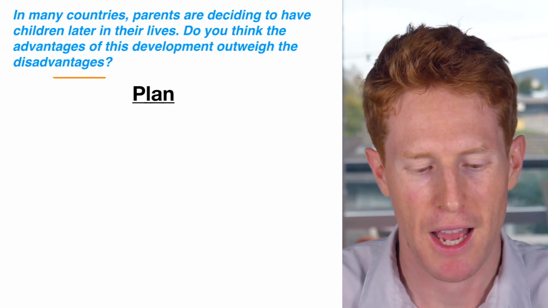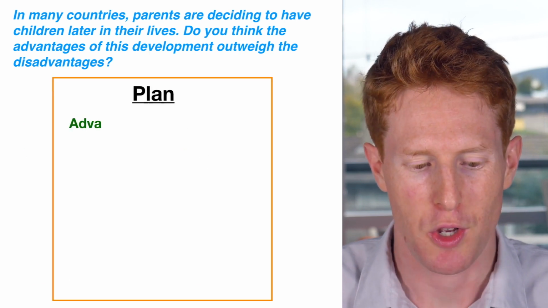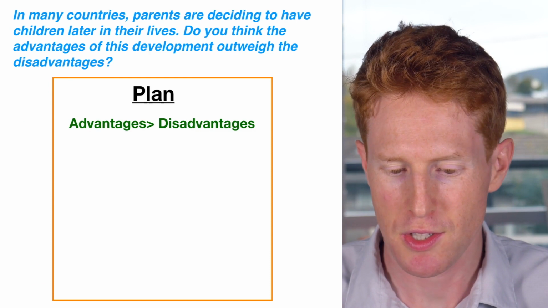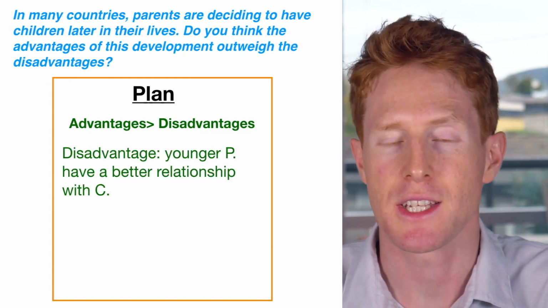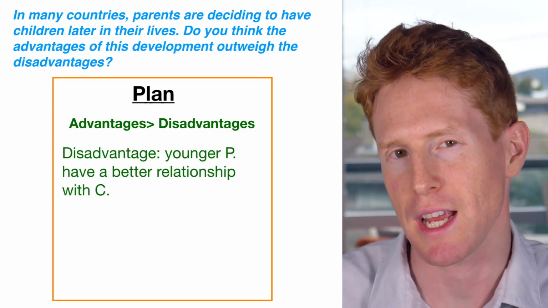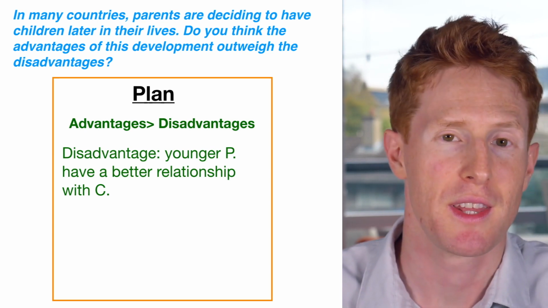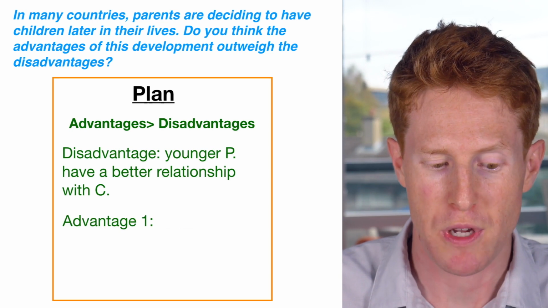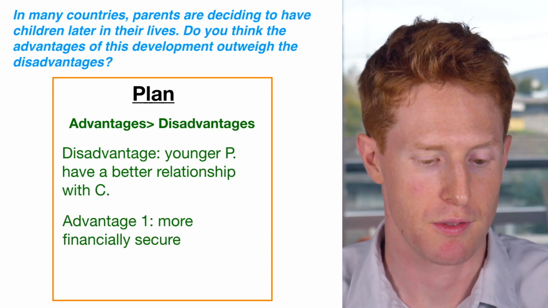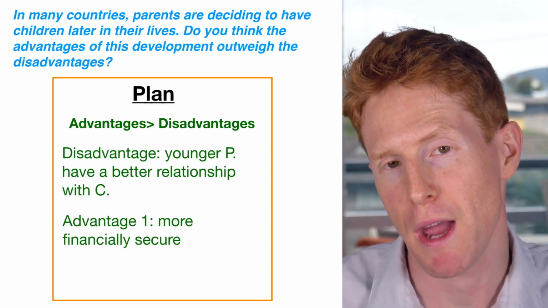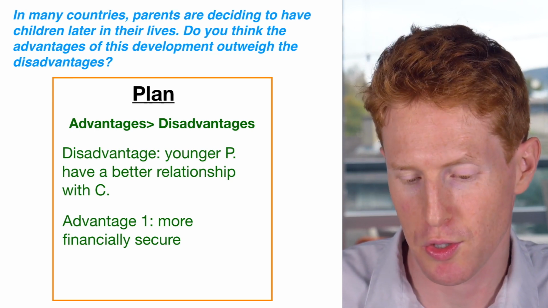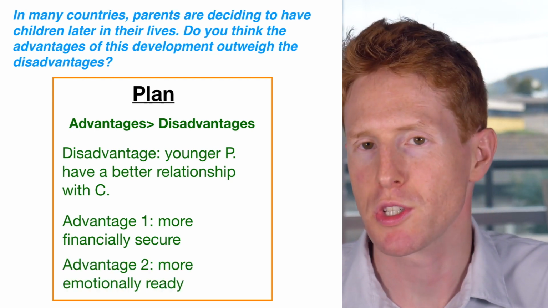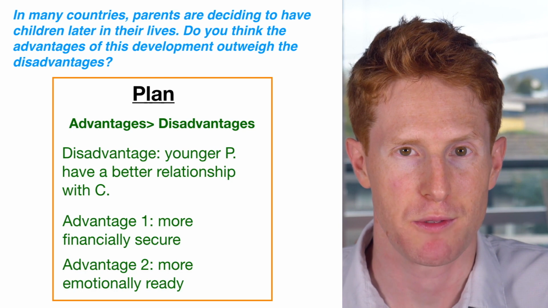So let's plan our essay. So advantages are greater than disadvantages. We need 1 disadvantage, and that is that younger parents have a better relationship with children. So that's a disadvantage for having children later in life. And we also need two advantages. The first one is that older parents tend to be more financially secure and more emotionally ready to have children.